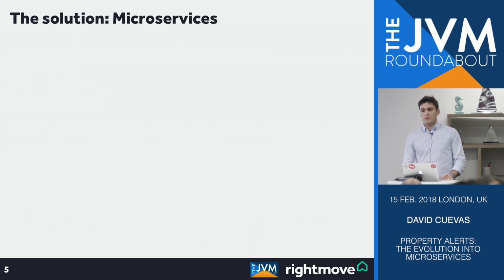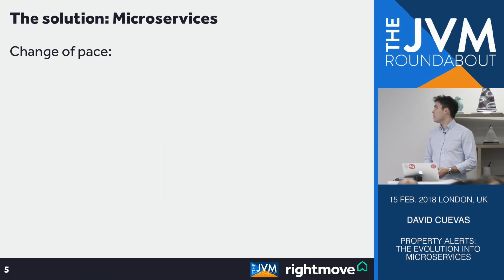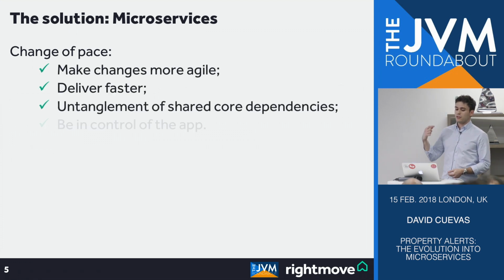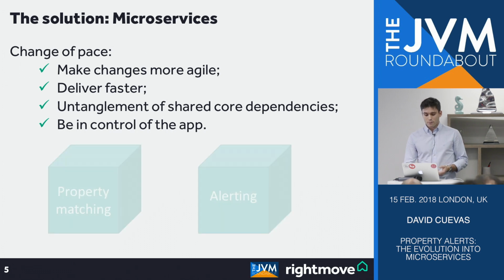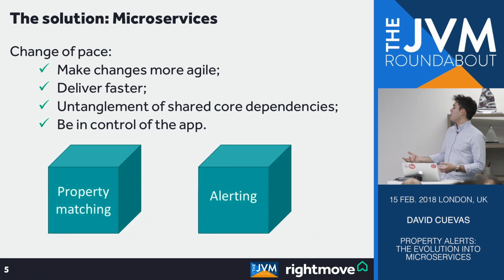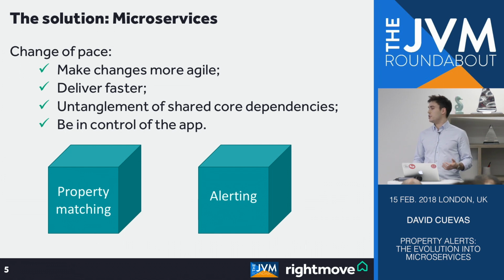So what was the solution that we approached? Microservices. Why microservices? Because we wanted to change the pace at which we were developing our applications. We wanted to make changes in a more agile way. We wanted to deliver features even quicker. We wanted to get rid of shared core dependencies. Pretty much we wanted to be in control of our app. So what we decided was, let's split this application in two. Let's have the property matching logic in one microservice and the alerting logic in another microservice.